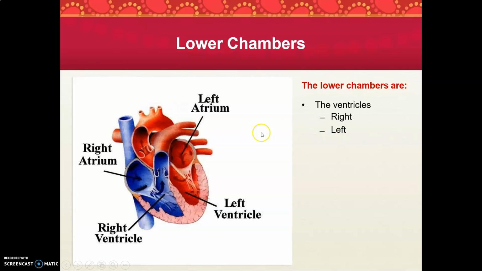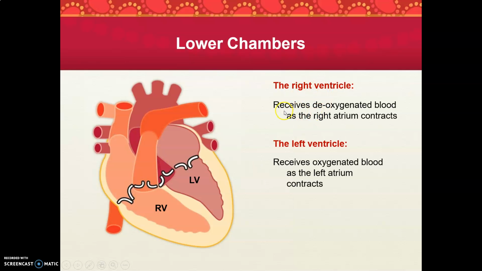The lower two chambers are the ventricles. The right ventricle receives the blood from the right atrium, while the left ventricle receives the blood from the left atrium. The right ventricle receives deoxygenated blood as the right atrium contracts, while the left ventricle receives the oxygenated blood as the left atrium contracts.